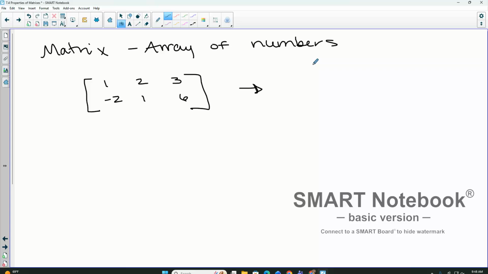We can give the size of a matrix, and it is rows by columns. So when I'm looking at this one, the size, rows are horizontal, just like Google Sheets. A row is horizontal. How many rows does this one have? 2. How many columns does it have? So this is a 2 by 3 matrix.